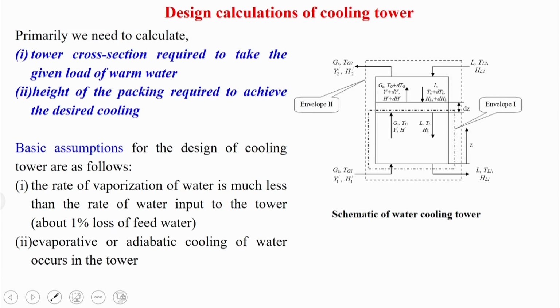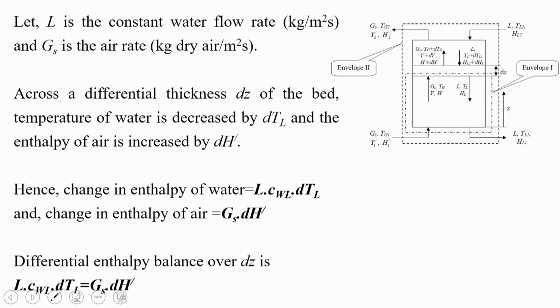Say the schematic of the water cooling tower is presented here in this figure. So, the hot water enters from the top of this cooling tower, liquid at TL2 temperature with the enthalpy HL2. It enters from the top, and this cold air, or we can say room temperature air, enters from the bottom of this cooling tower with the flow rate of Gs and temperature Tg1.